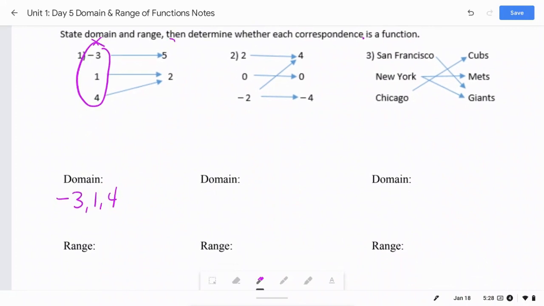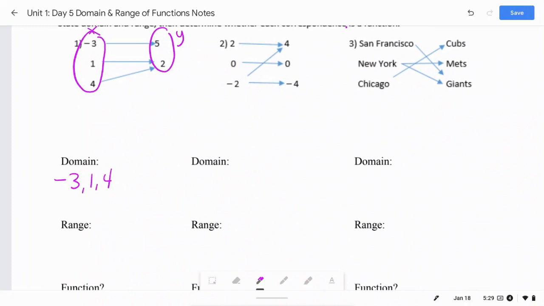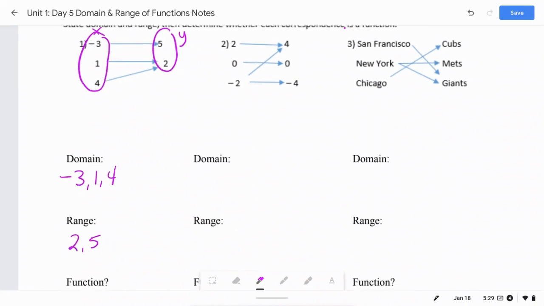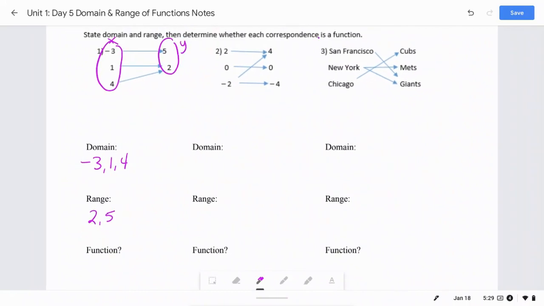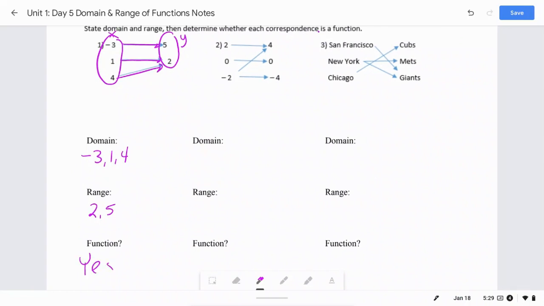The range is the set of all second values or y values, which is going to be the second column. And if I put that in order from smallest to largest, it would be 2 and then 5. And then remember to determine if it's a function, no x value can repeat itself. So far, if I look at the arrows, they're all going to just one number. So none of them are repeating. So I would say, yes, this is a function since none of the x values repeat.